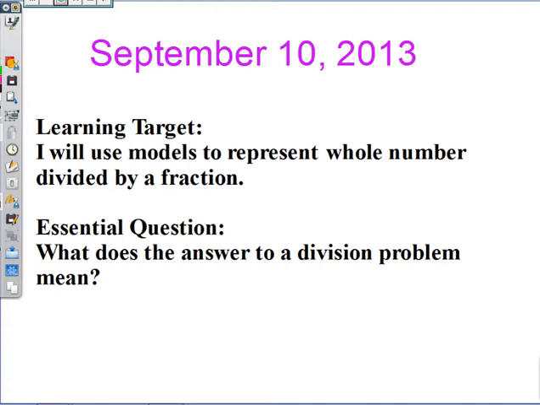So, our learning target. I will use models to represent whole numbers divided by a fraction. And we were going to fix that, but we decided not to. So, anyway. What does the answer to a division problem mean? That's the question we want floating around in your head as we talk about this today on this video and tomorrow in class. What does the answer to a division problem mean?